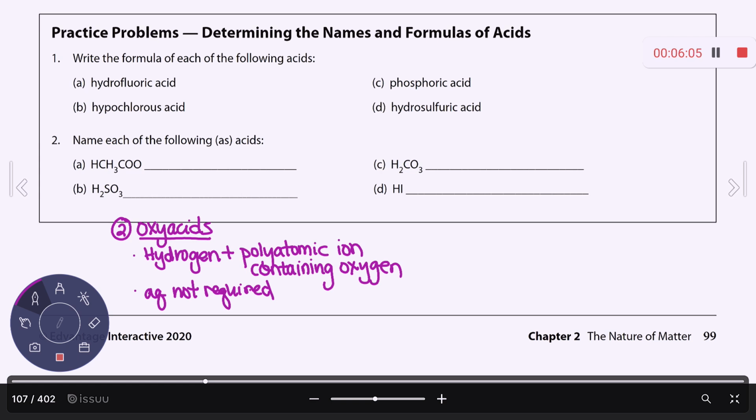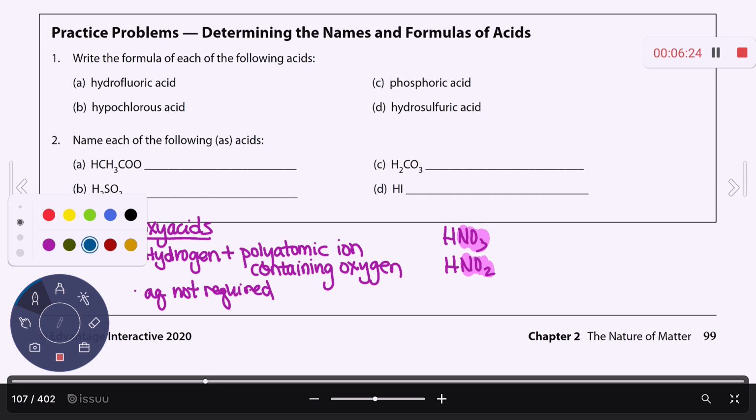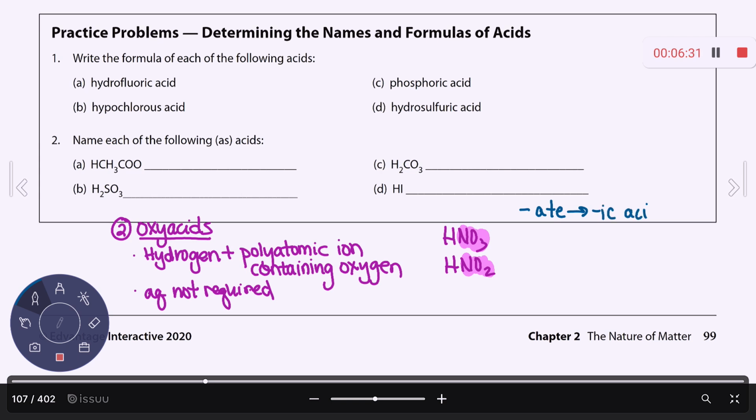So let me give you an example. If I give you HNO3 versus HNO2, anytime we're naming oxyacids, you have to determine what the name is of the anion first before you can actually figure out what the name of the acid would be. And the reason is because ate ending polyatomic ions will change to ic acid. Ite ending polyatomic ions will change to ous acid.